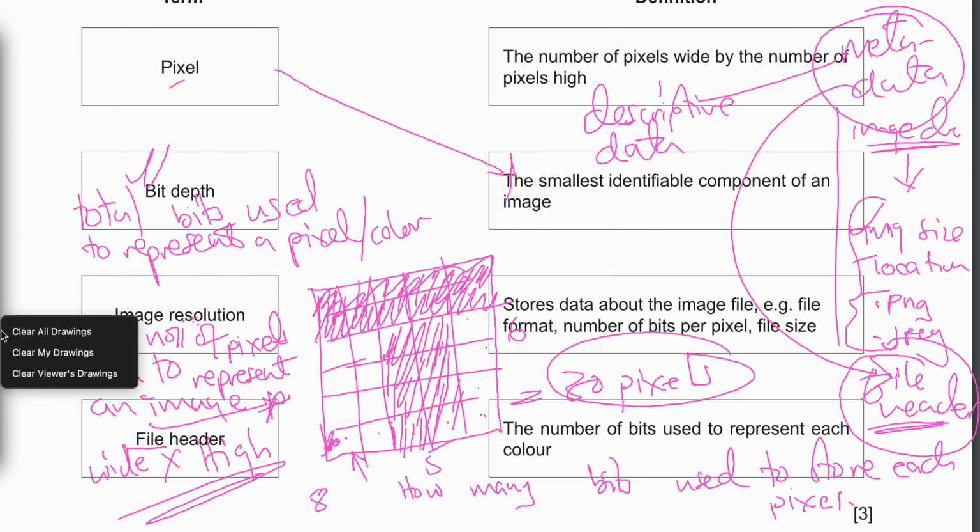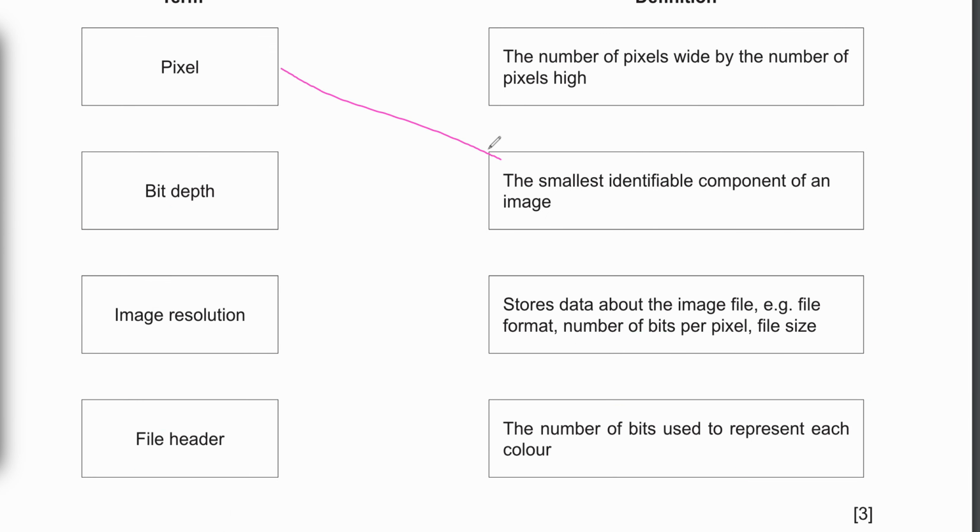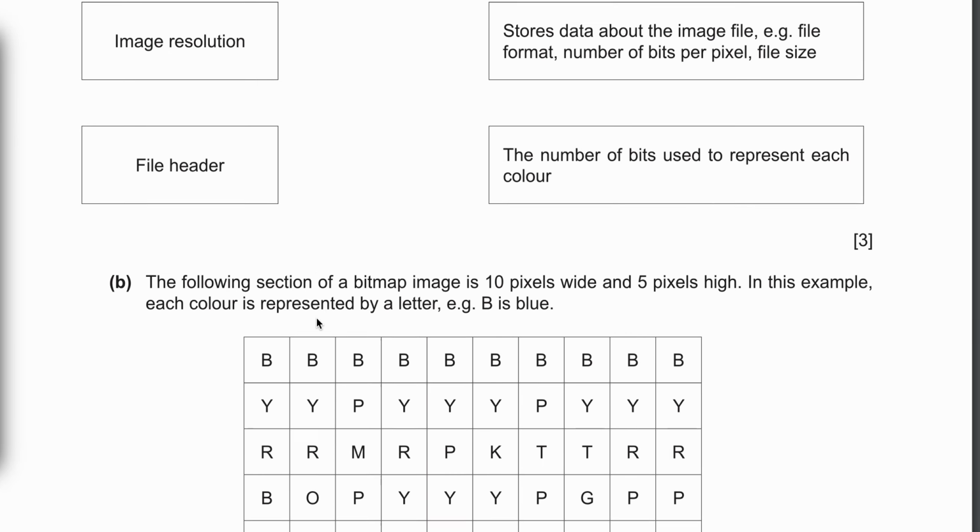So I'll clear this now. We're saying this is a pixel. Bit depth is the number of bits used to represent each color. Image resolution is the total number of pixels. File header stores data about an image file. That's how I was supposed to be answering this. So I'll clear my screen again, then I'll move on to the next part.